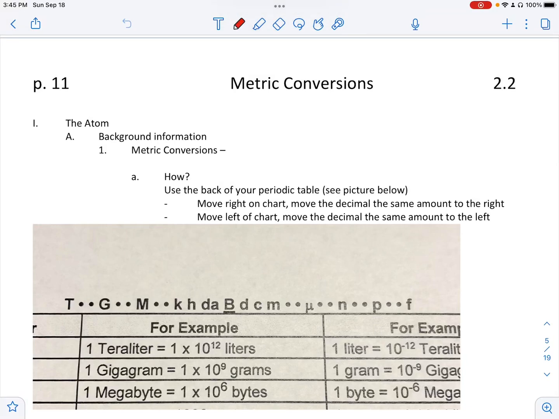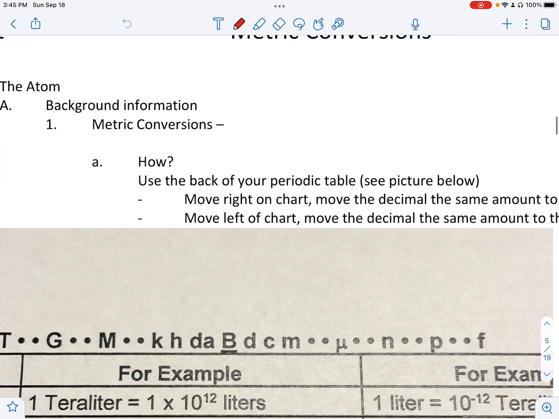You are going to need your periodic table for this, so please have that handy. You can also refer to the part in the video or this little picture here, but it might be good to practice on our periodic table so you can see how that works. So here we go. Today we're doing a little background information. We're going to be talking about metric conversions. Remember, our metric system is based on powers of 10.